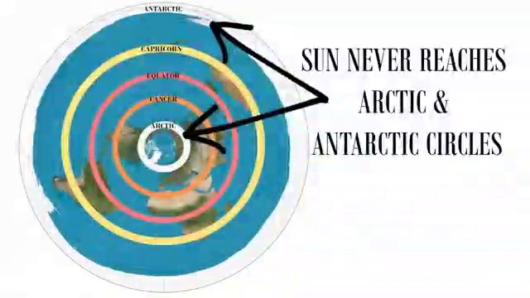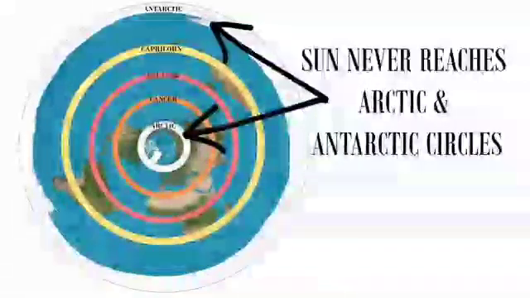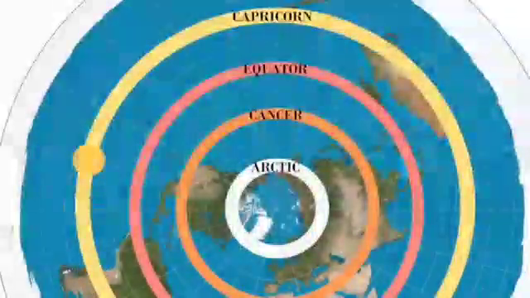It is important to note that the sun never reaches the Arctic Circle, nor does it reach the Antarctic Circle. It never reaches the poles. It journeys to the tropic circles and then turns back.